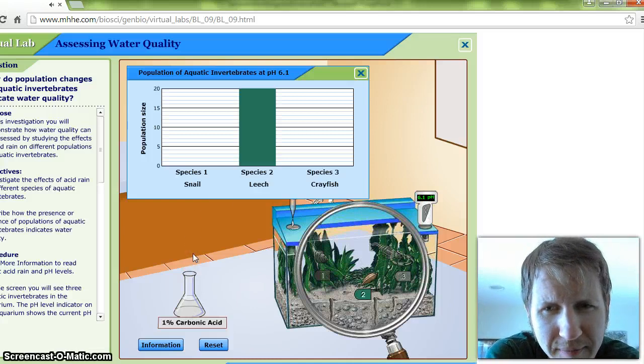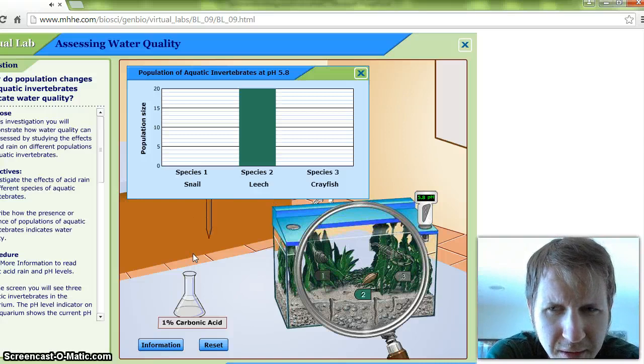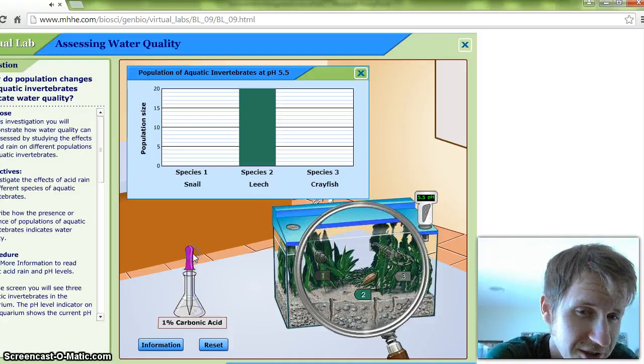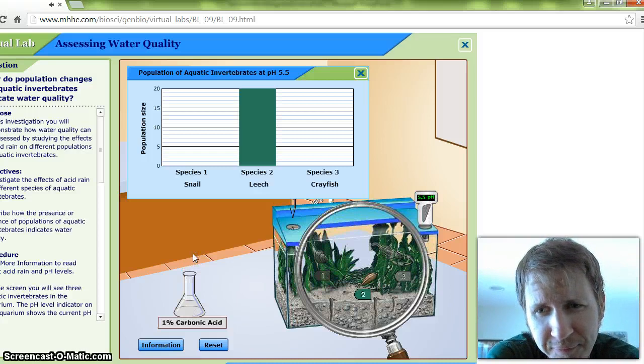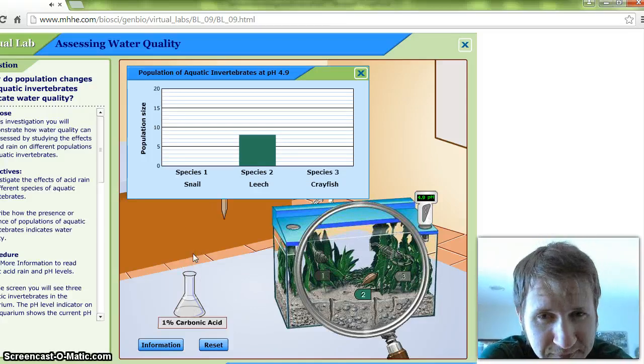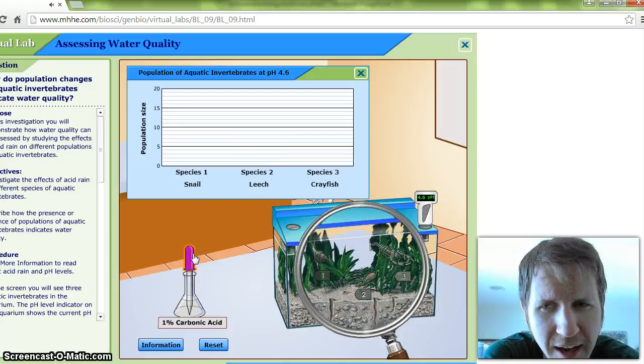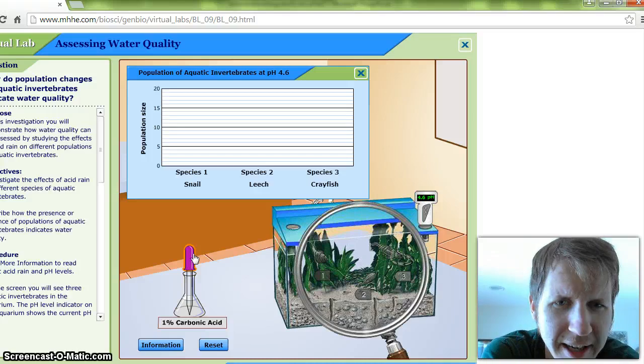We're at pH of 6.1. pH of 5.8. Pretty hardy creatures. pH of 5.5. So this is pretty acidic water now. Okay, we've lost 1 at 5.2. Okay, at 4.9 we've lost 12 leeches. And at 4.6, everything's gone. And so there's a series of questions that you'll answer through here real quick in Educanon.